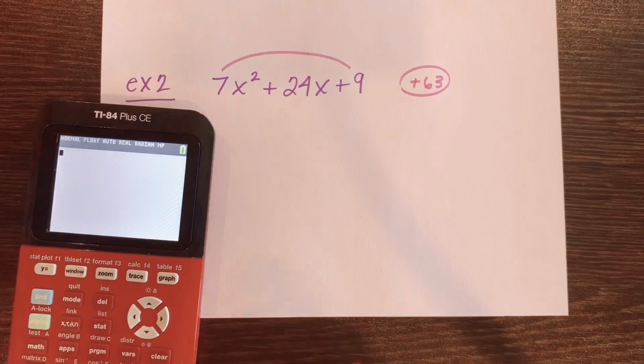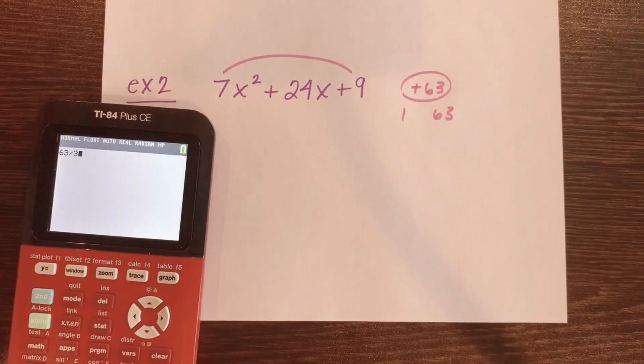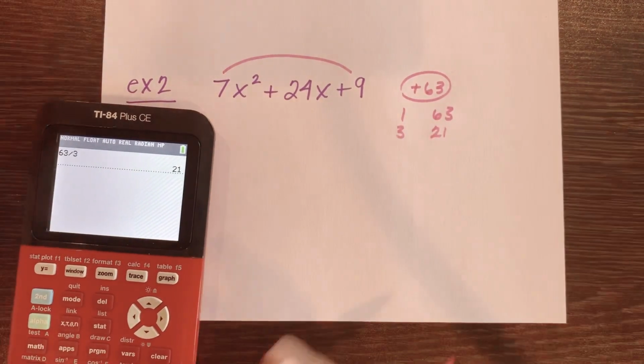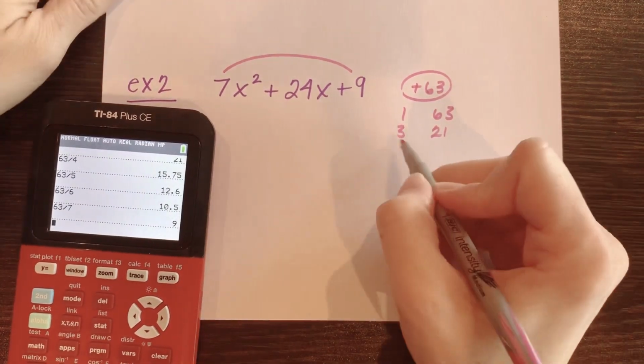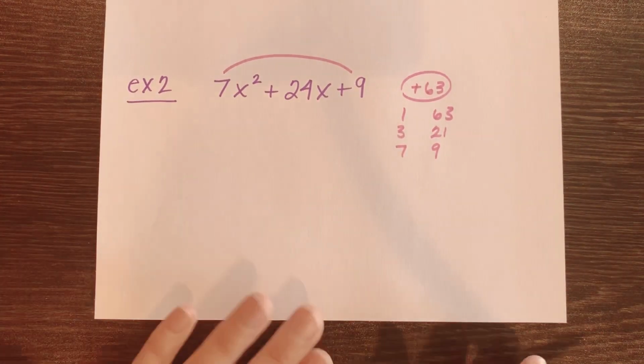So 63, 1 and 63, right? 2 doesn't go in. Does 3 go in? Yes. So 3 and 21. Does 4 go in? No. Does 5 go in? No. Does 6 go in? No. Does 7 go in? 7 and 9. Okay. Those are my only factors of 63.